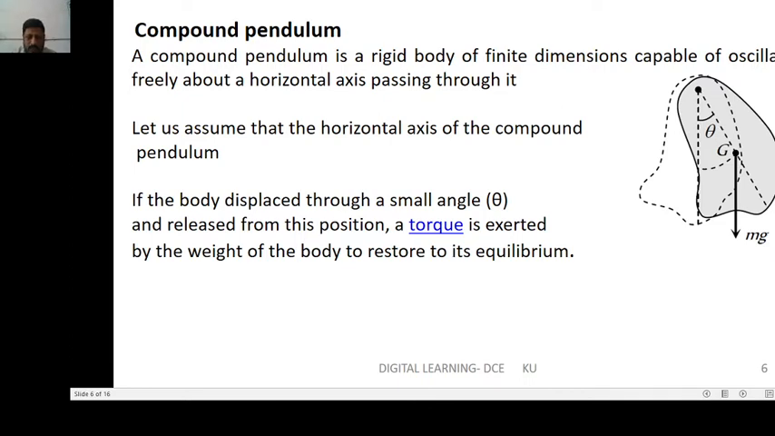Let us assume that the body is displaced through a small angle about the horizontal axis of the compound pendulum, as shown in the diagram. The initial position of the compound pendulum is represented by a continuous line and the displaced position is represented by dotted lines. Then the angle between the initial and the displaced position be theta. The compound pendulum is released from its position and a torque is applied.